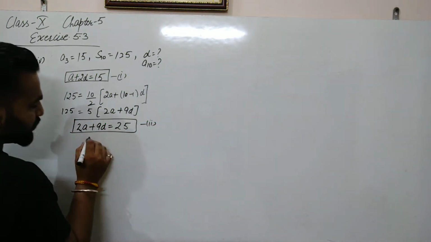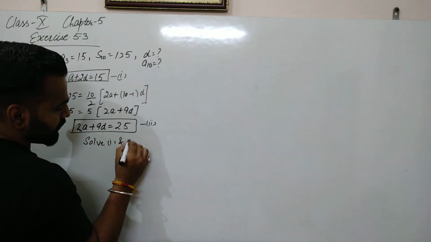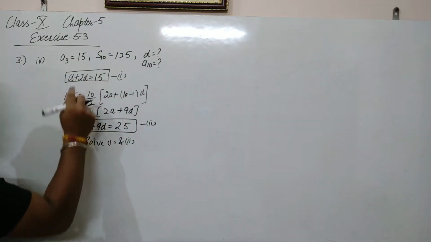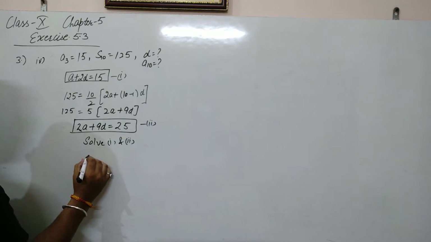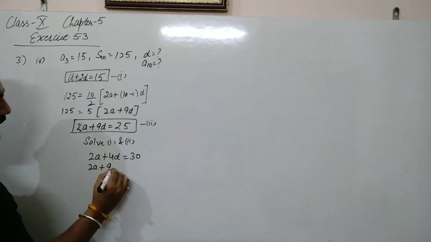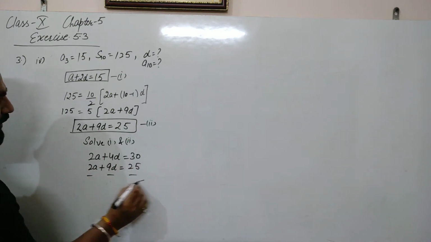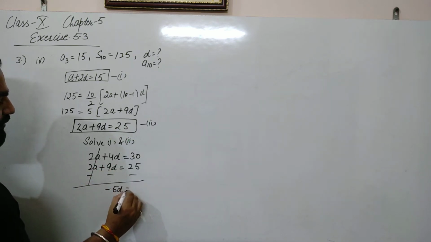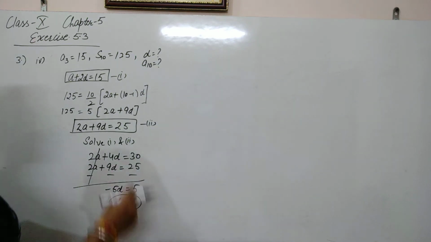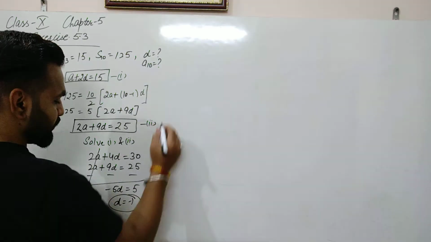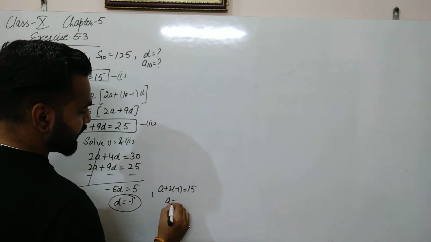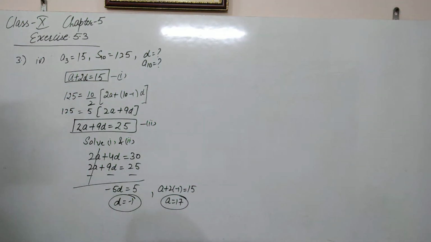Now solve 1 and 2. We can use the substitution method or the elimination method. I am using elimination. For this I am multiplying the first equation by 2. So 2a plus 4d will be equal to 30, and the other is 2a plus 9d equal to 25. If we subtract, this will be minus 5d equal to 5, so d will be minus 1. Now d is known, put the value of d in the first equation. So a plus 2 into minus 1 equal to 15, a will be 17.